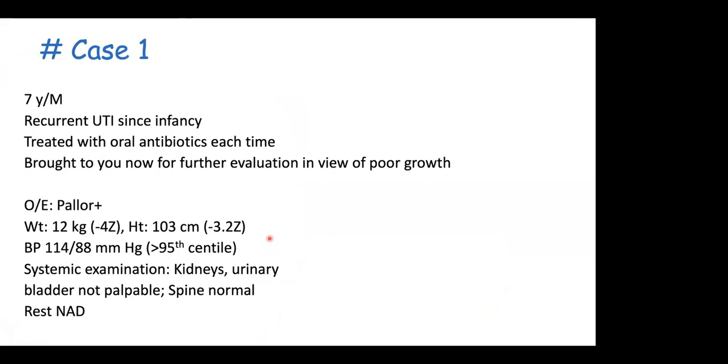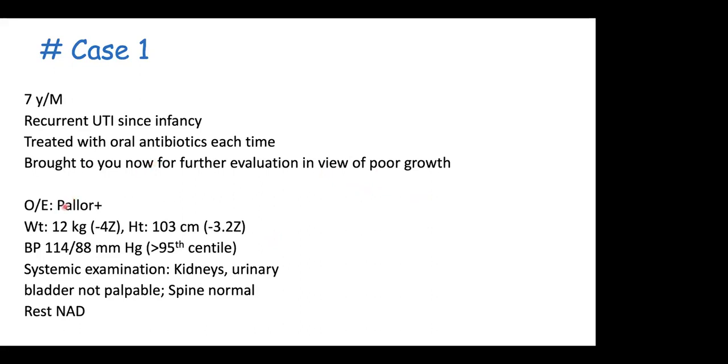So, first is a 7-year-old boy who presents to you with recurrent urinary tract infection since early infancy. He was treated outside with oral antibiotics each time without much evaluation. The mother realizes that the child is not growing very well and is subsequently brought to you for further evaluation in view of poor growth. At this point, the mother does not give you much history.